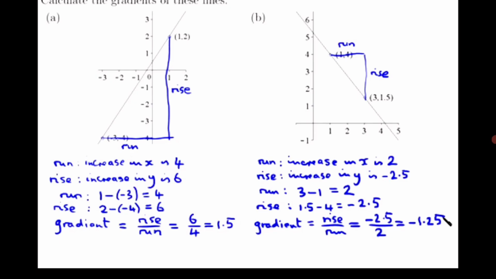Now if you look at those two examples, in the first case the gradient was positive, and that corresponds to the graph rising from left to right, increasing from left to right. And in the example on the right, the gradient is negative, and that corresponds to the graph decreasing from left to right.